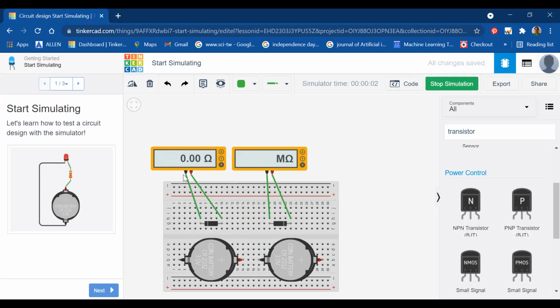And here you can see that it is giving me 0, because here this negative is connected to negative, while here the negative is connected to the positive, and this is giving me mega ohms. So that means this is correct when we go for the resistive mode or the diode mode. This diode is working properly. So now we are going to go for the transistor testing.